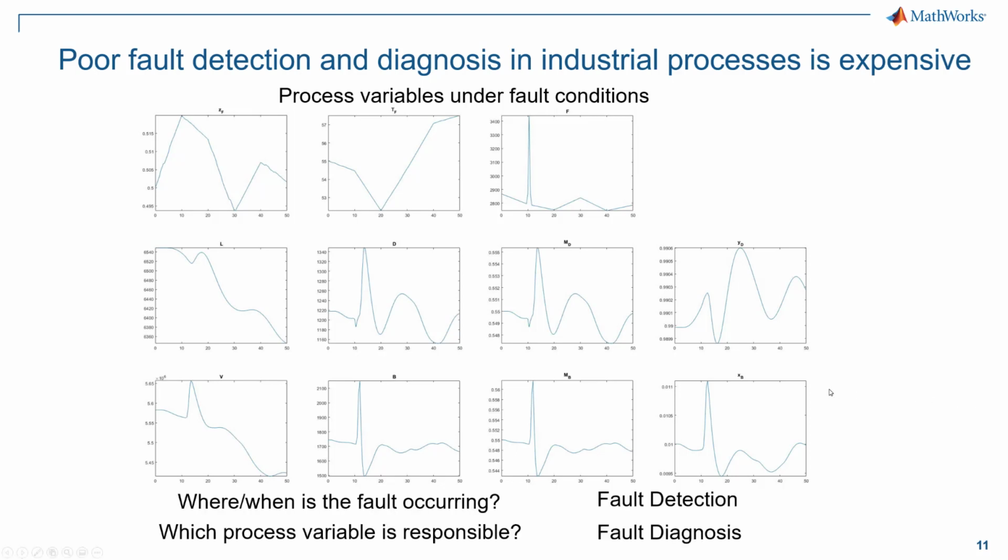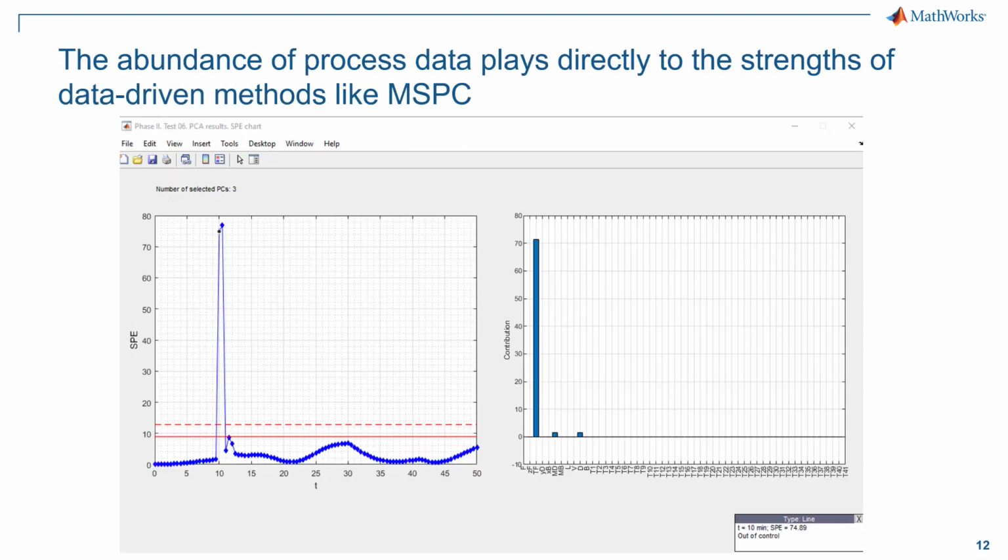As a process engineer, if you look at this, you ask yourself two questions. When is the fault occurring, and which process variable is responsible for it? Fault detection and diagnosis algorithms seek to answer those questions. Principal component analysis, or PCA, is a multivariate analysis method that is the popular method for fault detection and diagnosis.